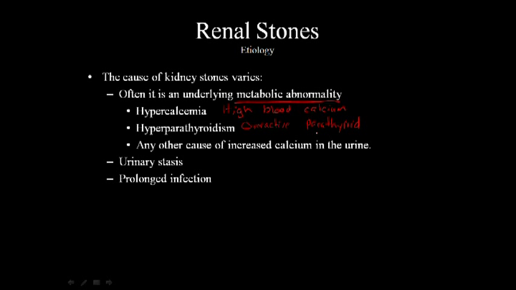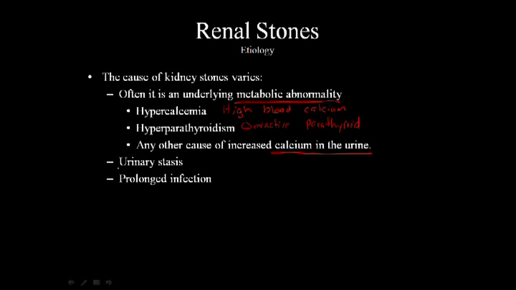Also, any other causes of increased calcium in the urine. Anytime that you have increased calcium in the urine, that can lead to a pooling effect in the kidneys, and somehow all of this calcium just seems to form itself together.